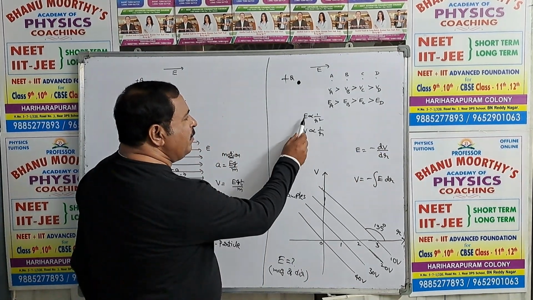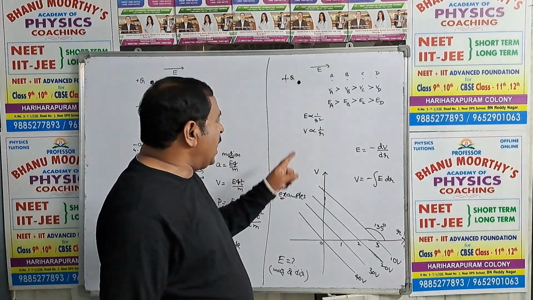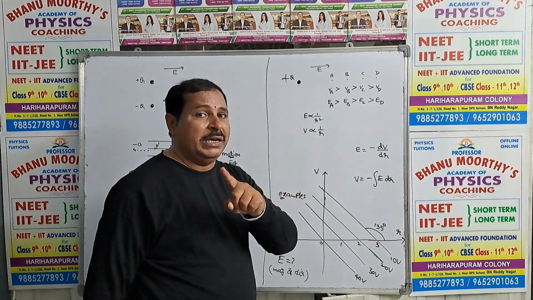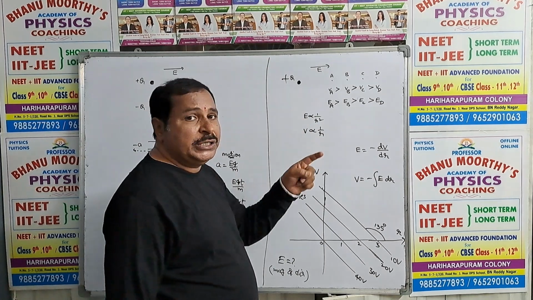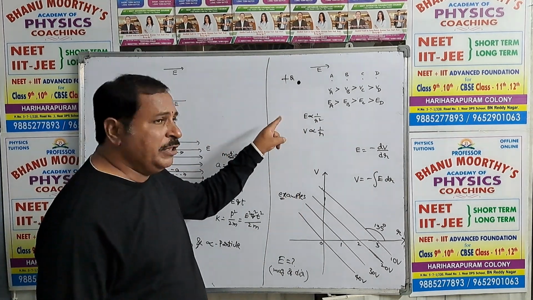Okay, so now E varies with respect to R square and potential varies inversely to R. E is inversely proportional to R square, V is inversely proportional to R. That is the relation between these two.